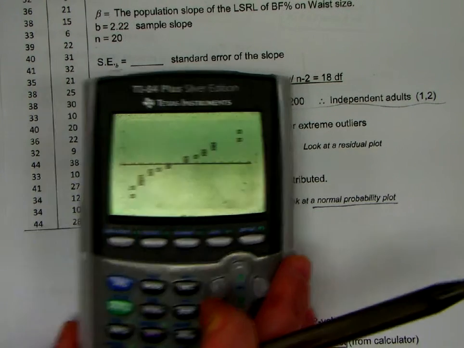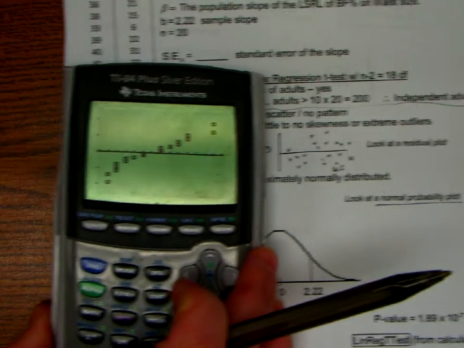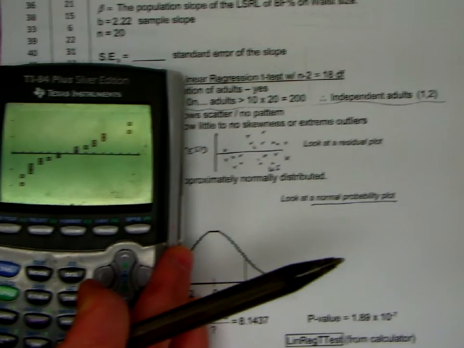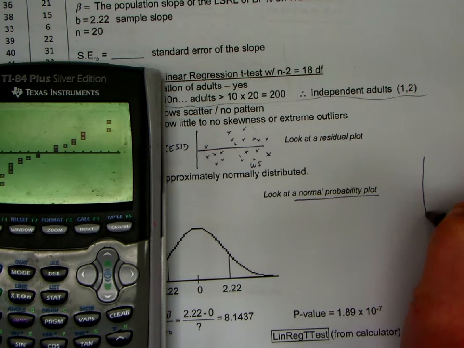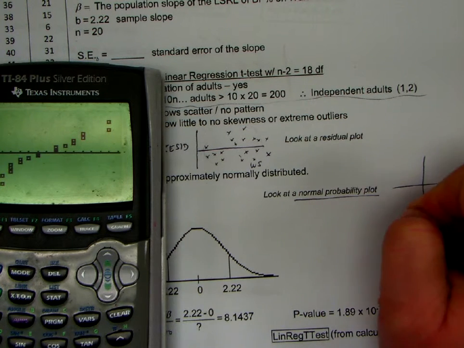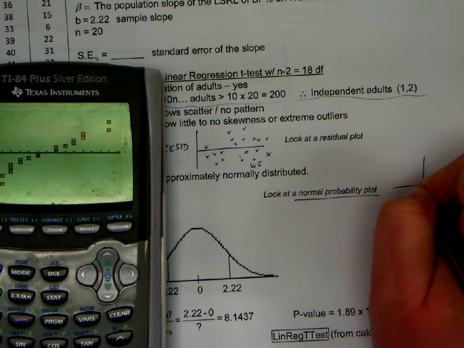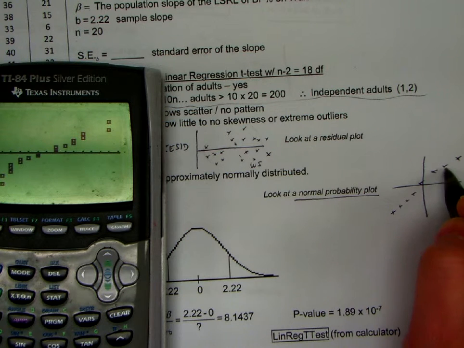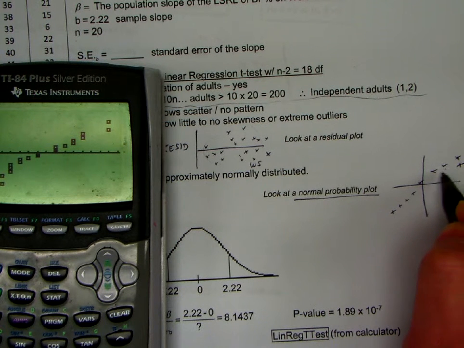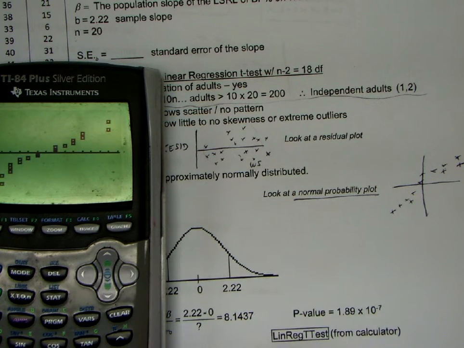So let's sketch this picture. Look at a normal probability plot. Where can we put that? Right here. Do a quick little sketch of that. It's not going to be perfect because I think there's like 2 here. But do a better sketch than I'm doing, please. Just sketch that data right there.